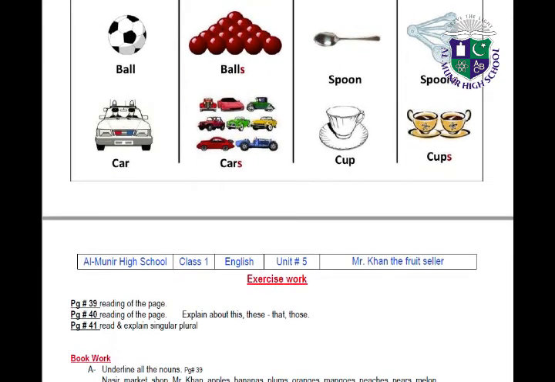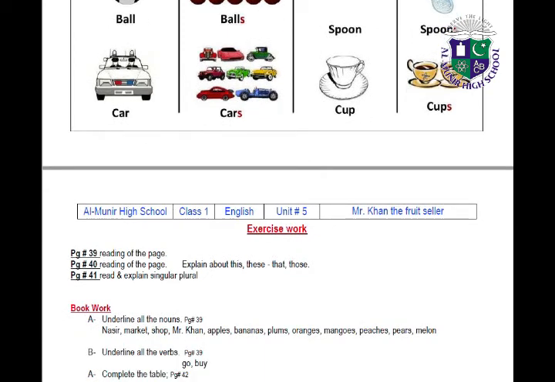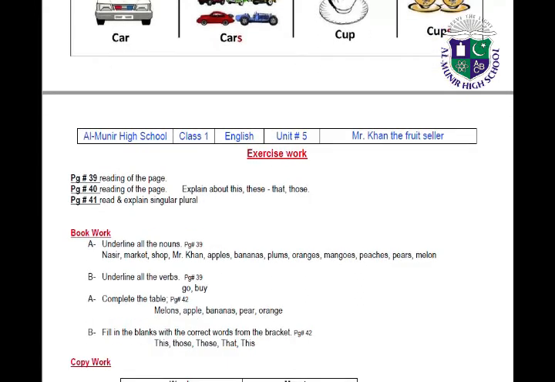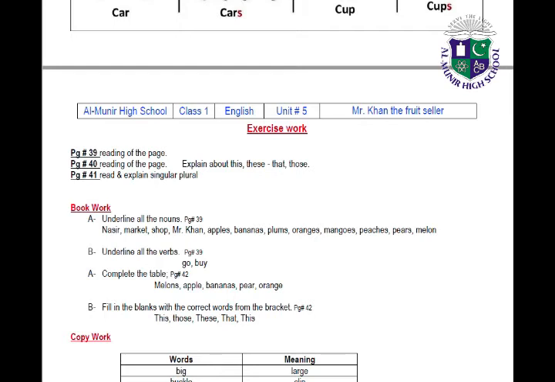Okay students, now it's the exercise work of page number 42. In this page, the first question is complete the table. You have to do this work on the book. Okay? Here are some words which are singular and plural. Which are singular words, we have to make them plural, and which are plural words, we have to make them singular. Okay, the first word is melon.